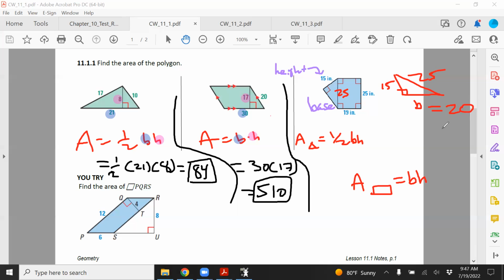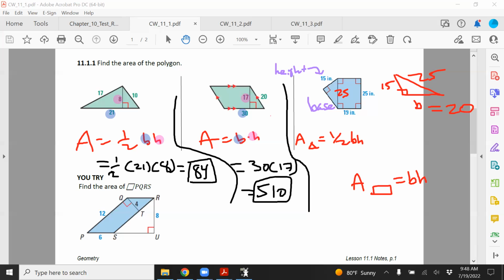How do I know it so quickly? Because it's a 3, 4, 5 ratio. Remember the 3, 4, 5 triangles? I'll do it on the board here. I know that's true. How do I know that's true? What's 3 squared? 9. 4 squared is 16. What's 9 plus 16? 25. What's 5 squared? 25. This is always going to be true.